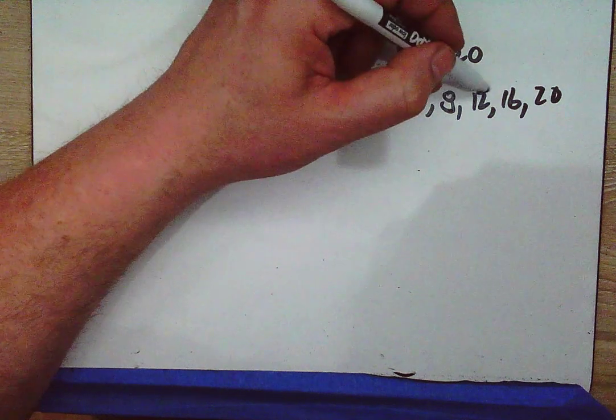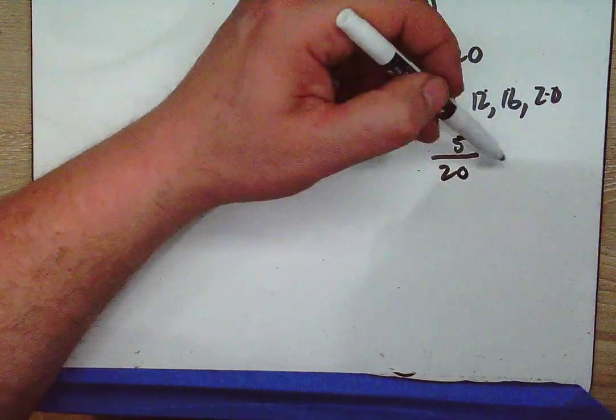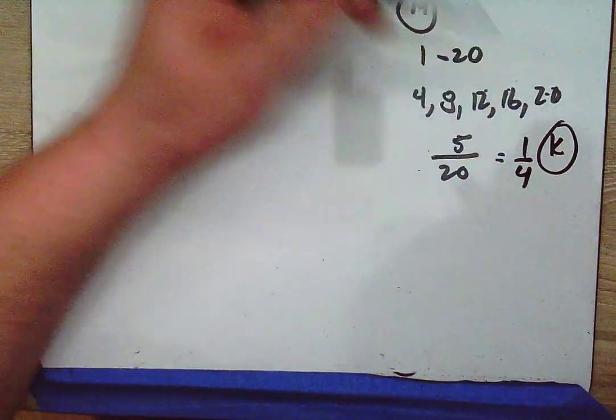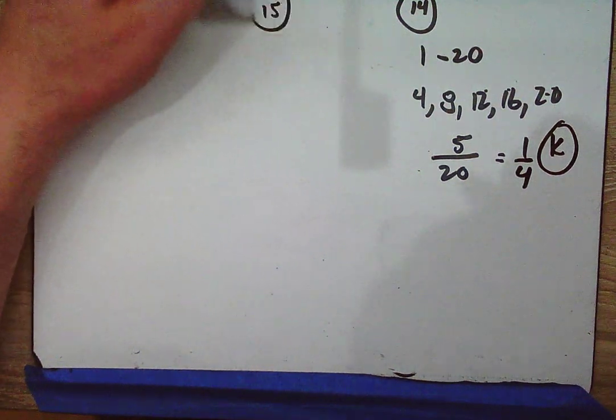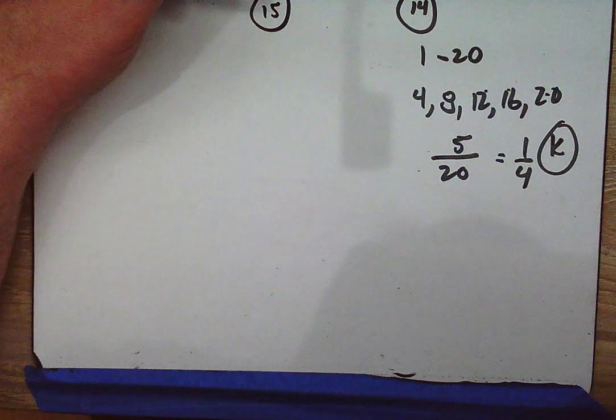So there's 1, 2, 3, 4, 5 successes out of 20 choices. That's a 1 in 4 chance, which corresponds to choice K. 15. 15 has this table. What fraction of vehicles are not luxury vehicles?